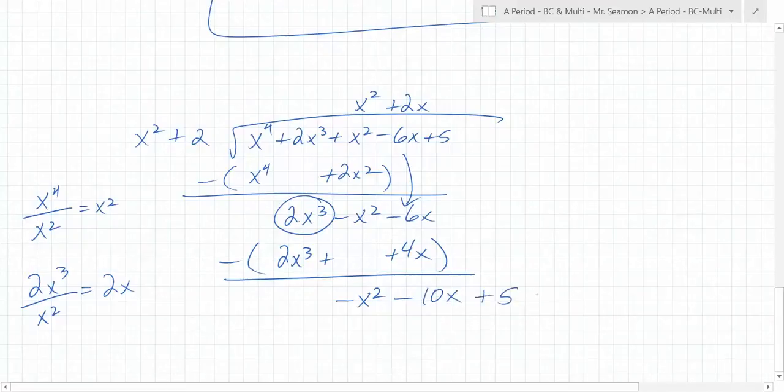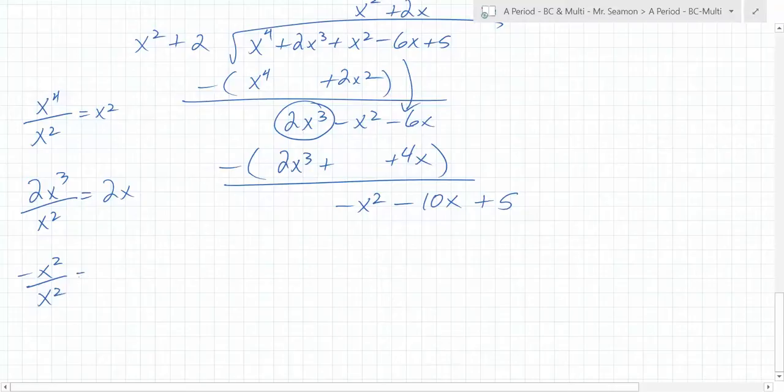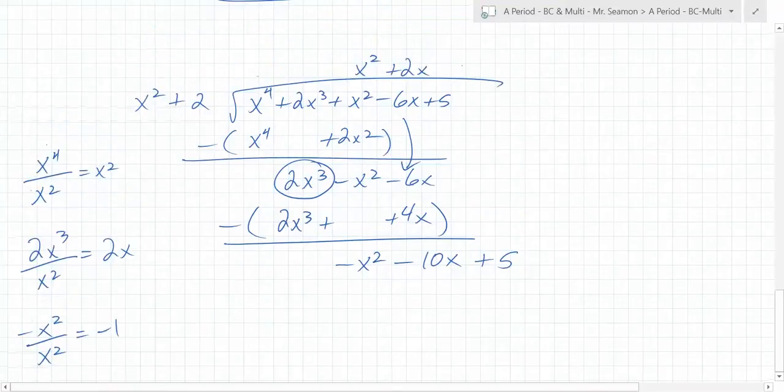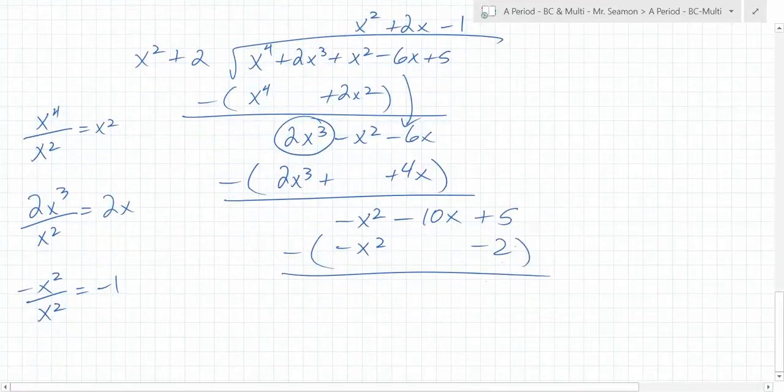You can bring that down again, but you're just looking at the leading, so you don't need to write the whole thing out. What's the new leading term? Minus x squared over x squared equals minus 1. You multiply, you end up with negative x squared minus what? Minus 2. And you subtract, and what are you left with? Negative 10x plus 7. You stop here.